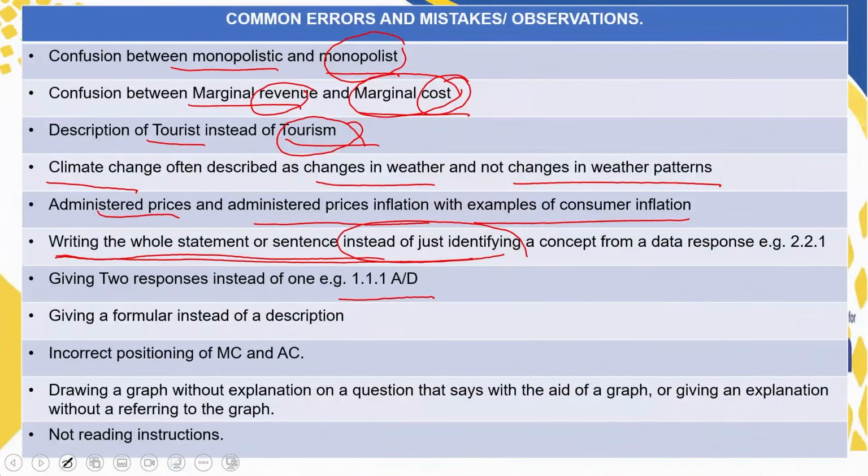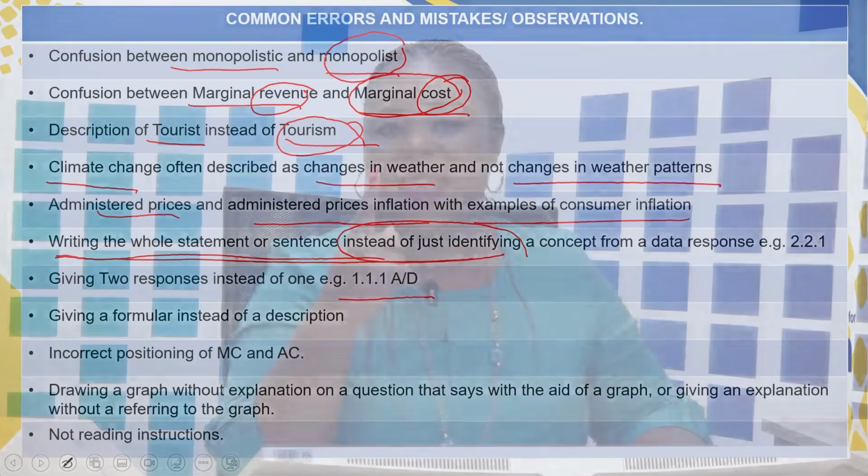Then another one is giving two responses. Maybe you are not too sure, you are taking a chance, you are guessing. That is not going to give you marks. For example, in the multiple choice, your 1.1.1, I'm just giving an example, you say the answer is A or D. You have to choose one. The answer is only one.